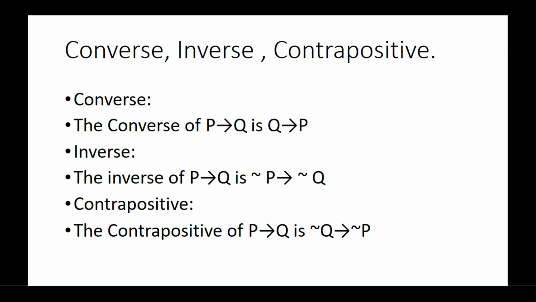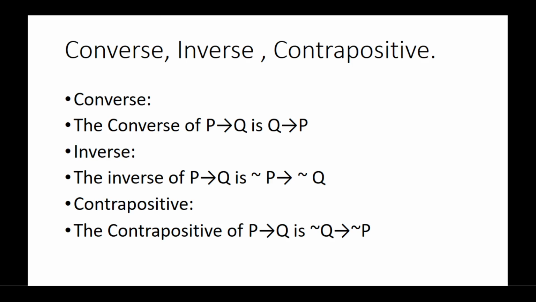Then its converse is: if the corresponding sides of two triangles are proportional, then the triangles are similar. This we call the converse of the conditional P implies Q.